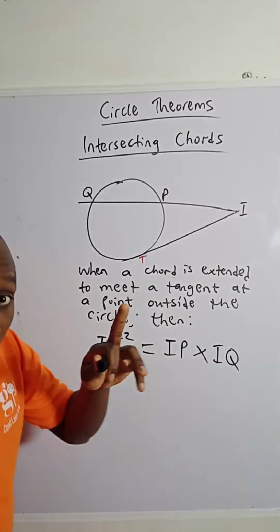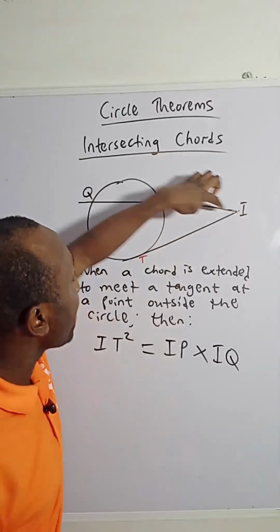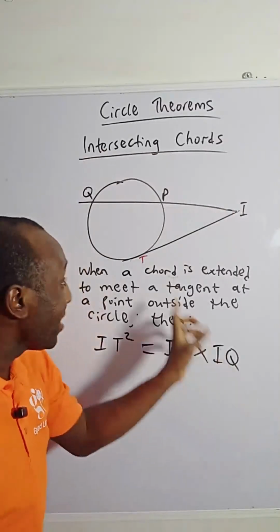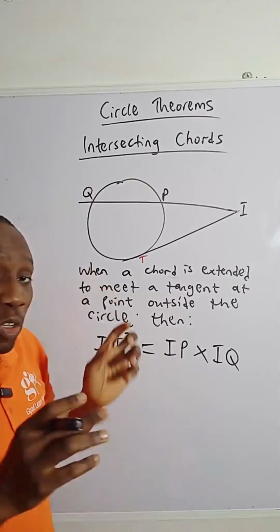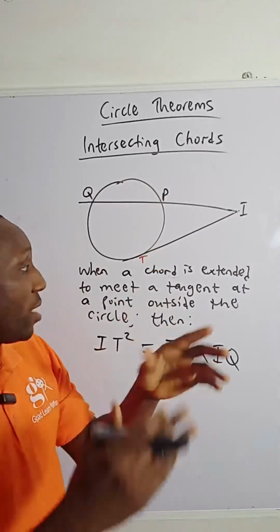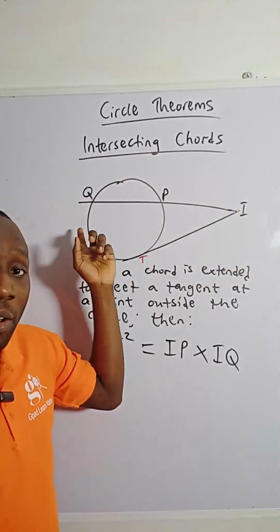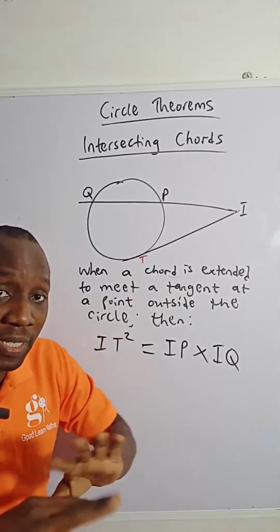For the secant, the same thing we did the other time, where IP times IQ is still maintained. But for the tangent, just square it. That's the only difference between this and where you have two secants. You know, this is a tangent and a secant, all right? But for this case now, for the tangent, just square it.